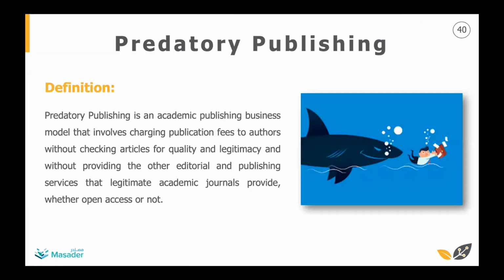Today I'm going to talk about one of the hot and important topics in the scholarly and academic publishing industry: predatory publishing. The definition of predatory publishing is an academic publishing business model that involves charging publication fees or article processing charges, or APCs, to authors without checking articles for quality and legitimacy, which is the peer review process, and also without providing the other editorial and publishing services that proper academic journals and publishers will provide. We'll explain the definition and these points in detail later. So this is the clear definition of predatory publishing practices.